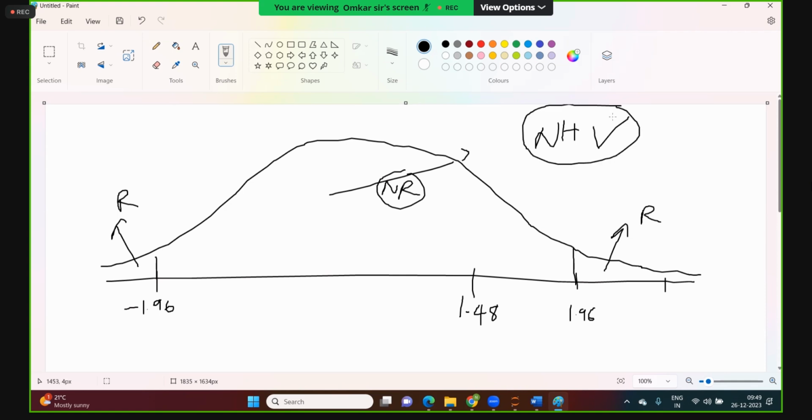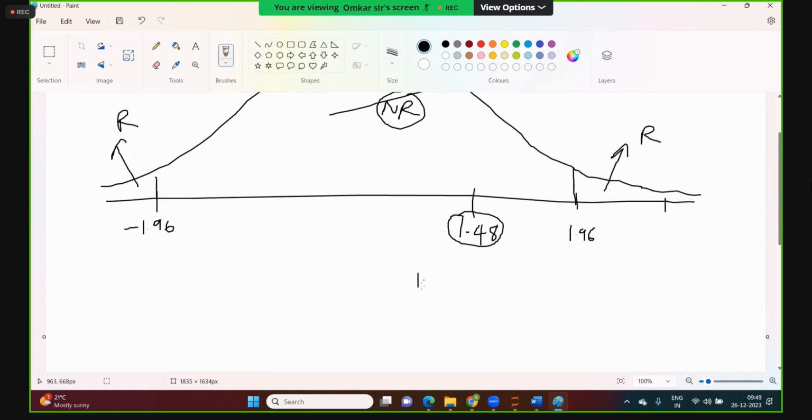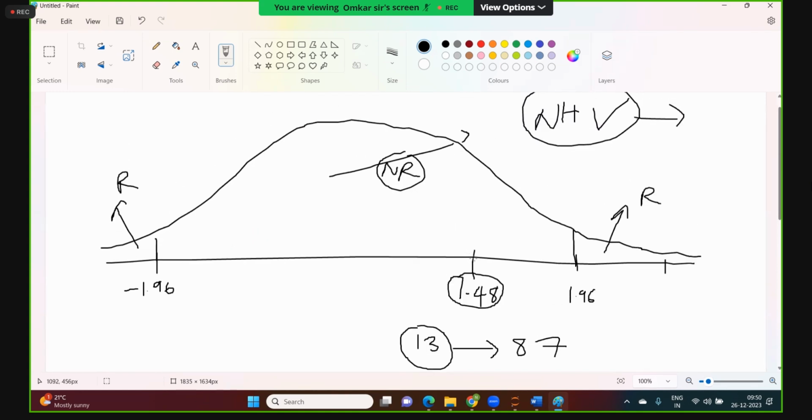Now the same logic, same conclusion, I can make in a different way. What is the different way? I am checking this 1.48 percentage. That is the area, 13 percentage. 13 percentage means how much is that area? 87. So this entire thing is 87, and that is in the non-rejection area. But suppose this 87 goes till 98, suppose 98.